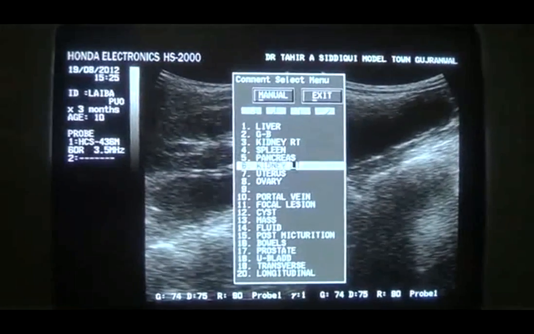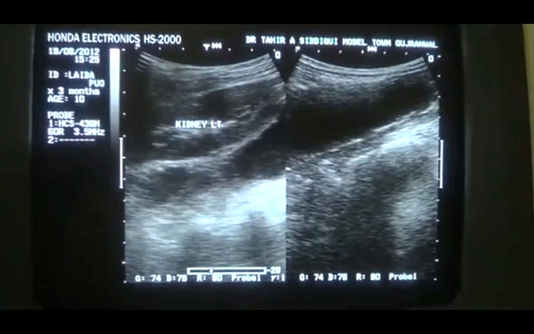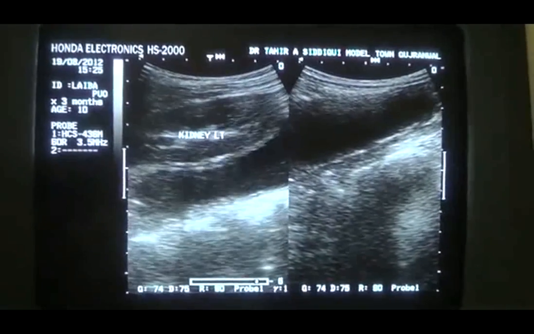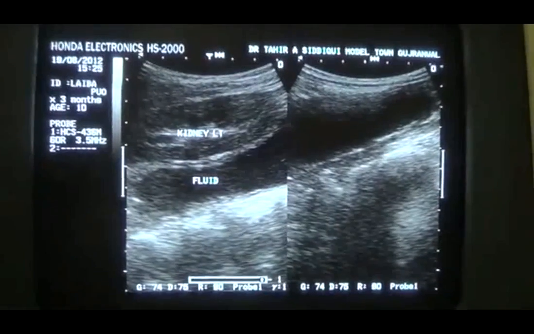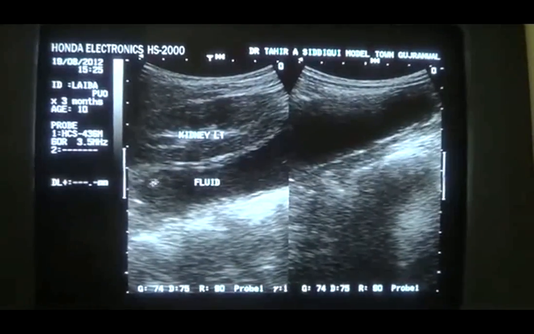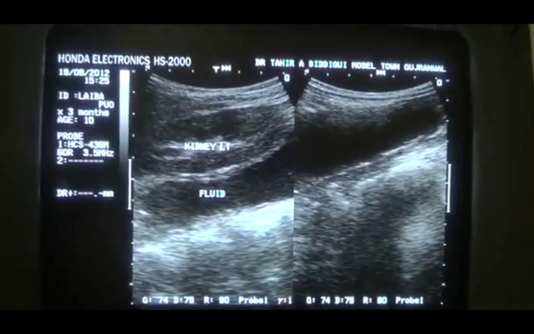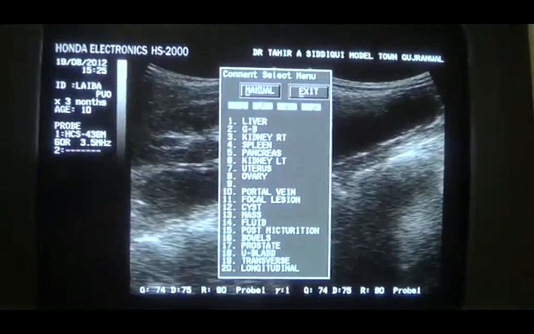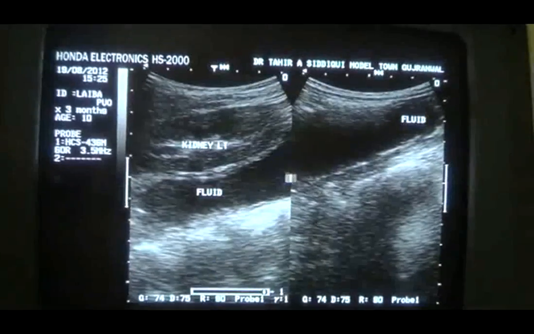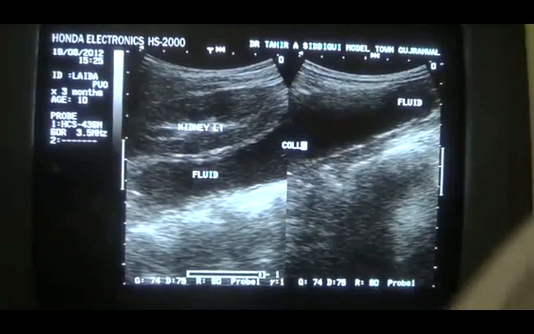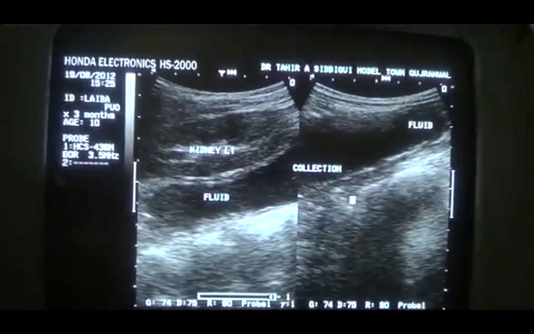So this is the left kidney, fine, and this is the fluid collection. This is fluid, a pocket of fluid extending inferior-medially up to the left pelvic region. This is fluid. This is all collection, and this is how a psoas abscess will appear to you.